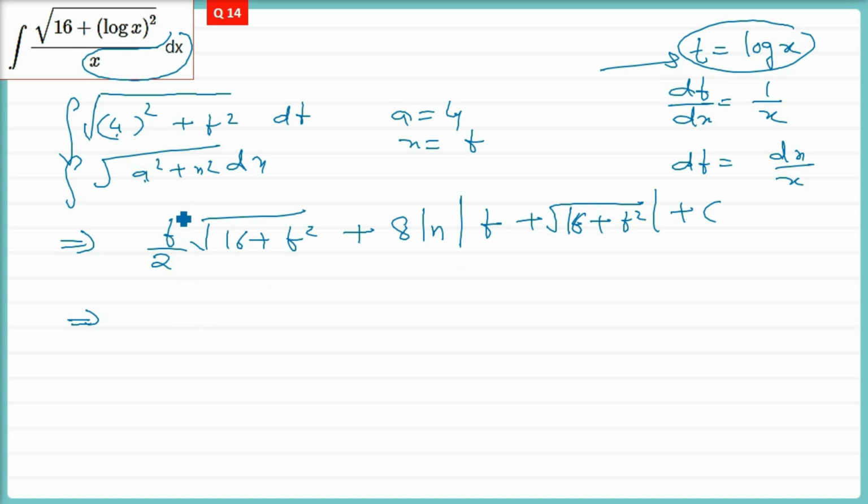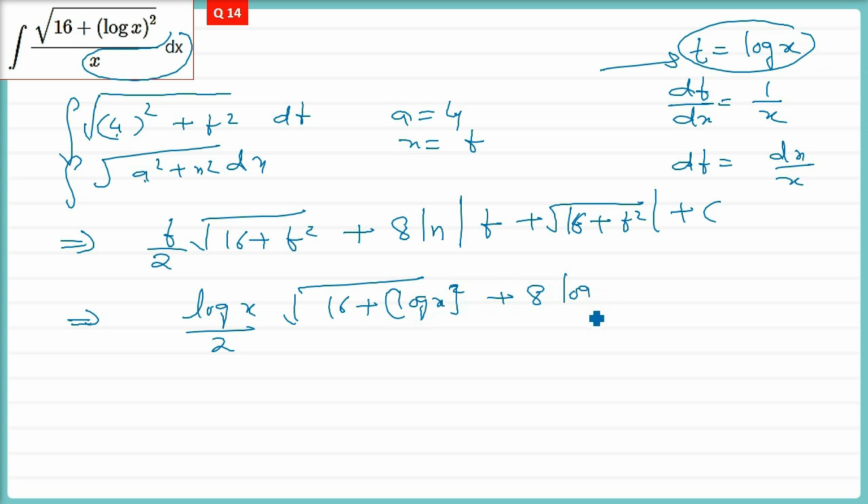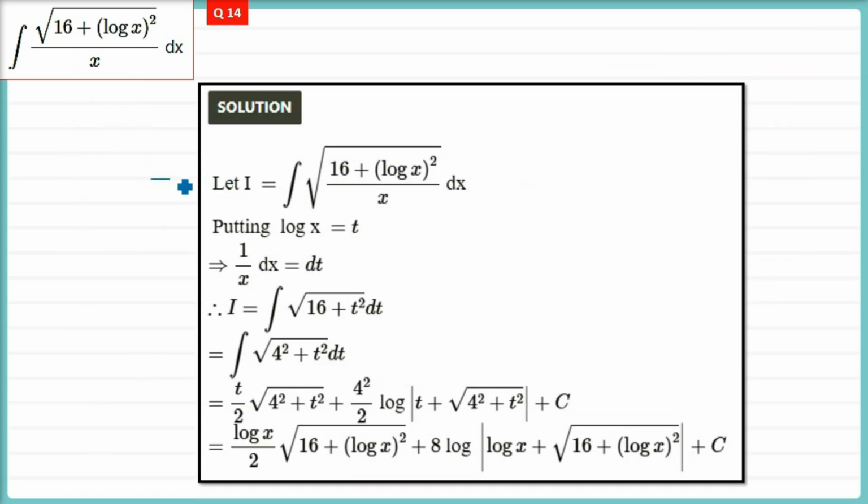So wherever you get t, just replace it by log x. So in place of t, use log x. So log x divided by 2 under root 16 plus t square is what? Log x whole square, plus 8 log base e, ln, log x plus under root again 16 plus log x whole square. T square is log x whole square. And then we have a constant of integration. This is your integration result. And this is how you are going to go about it. If you understand log x differentiation is 1 by x, this question will be quite easy for you, along with the under root a square plus x square, or x square plus a square under root, integration formula.